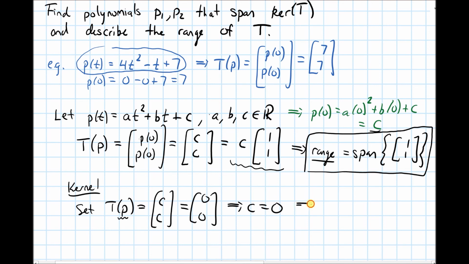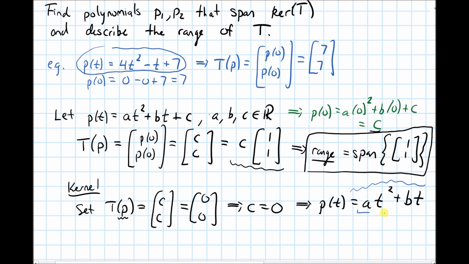And if c equals 0, what does our original polynomial look like? So p of t, that original polynomial, will look like a t squared plus b t. So that means anything in the kernel looks like a t squared plus b t. The question was to find polynomials p1 and p2 that span the kernel. In other words, anything in the kernel should be a linear combination of p1 and p2.